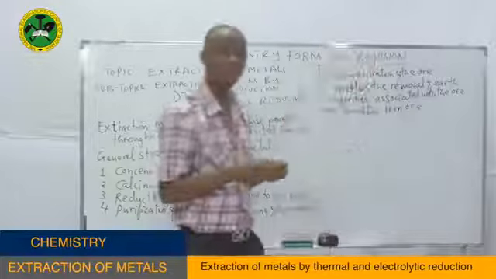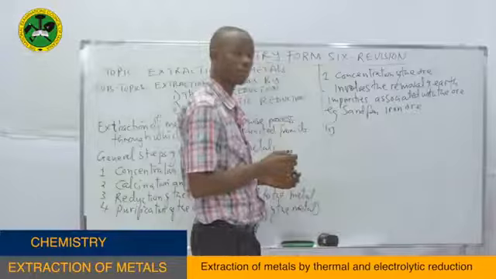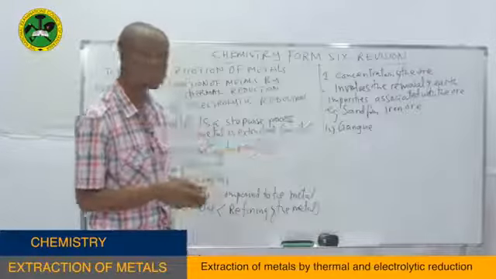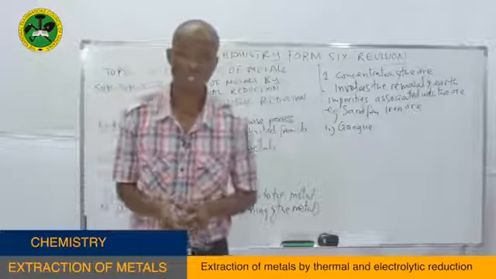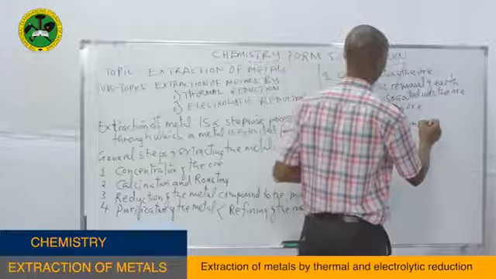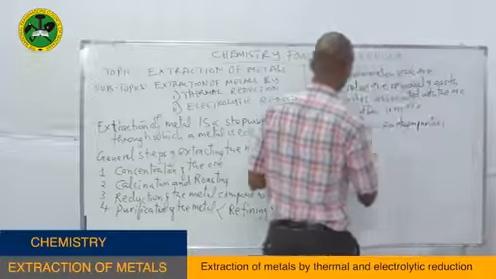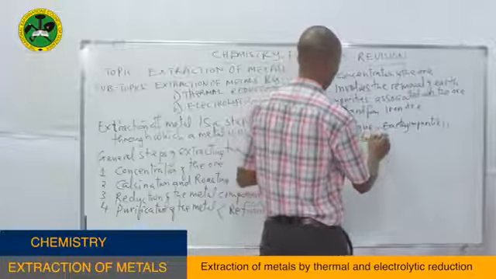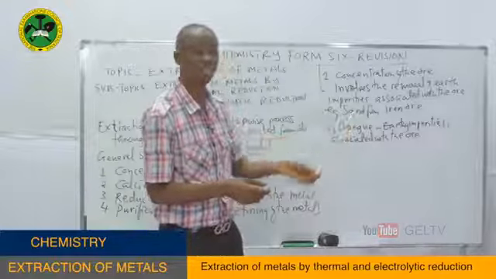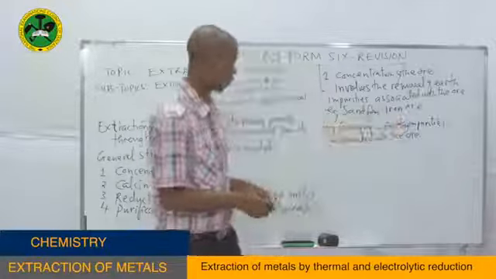Now, here there are terms that it is very nice for us to understand. The first term that we can discuss is the gangue. When we talk about the gangue, we are talking about the earth impurities which are associated with the ore. That is the meaning of gangue. Just like I said here, for example, sand is a gangue. That means it is found contaminated with iron ore.